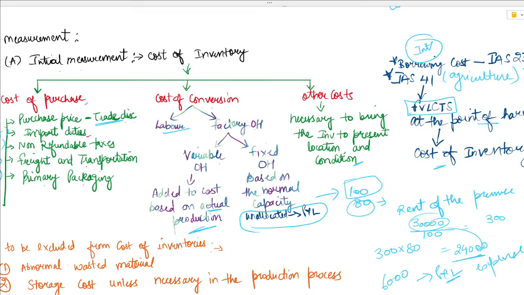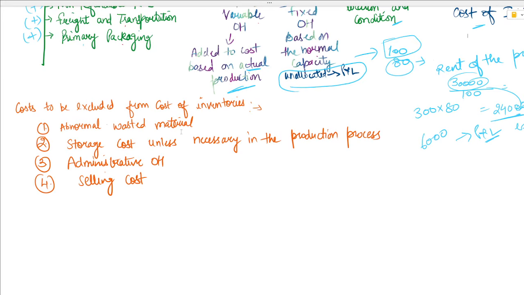Now, some costs are to be included, but some costs we have to exclude from the cost of inventory. What is that? Abnormal wasted material. If in the process there is a normal loss of 10% that we have to incur anyway, that is process loss, then you can include that in inventory cost. But if that is something abnormal, like you have wasted a lot because your machine was not working or something happened or due to a mistake of the worker, then that will not be included in the cost of inventory.